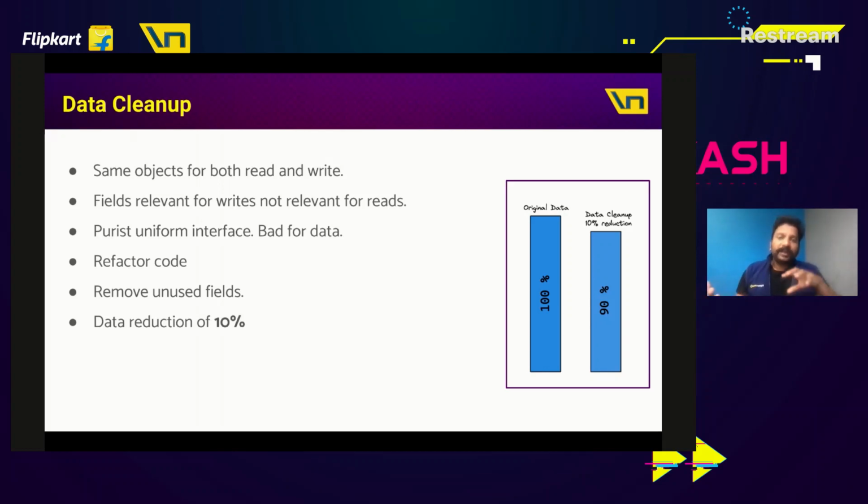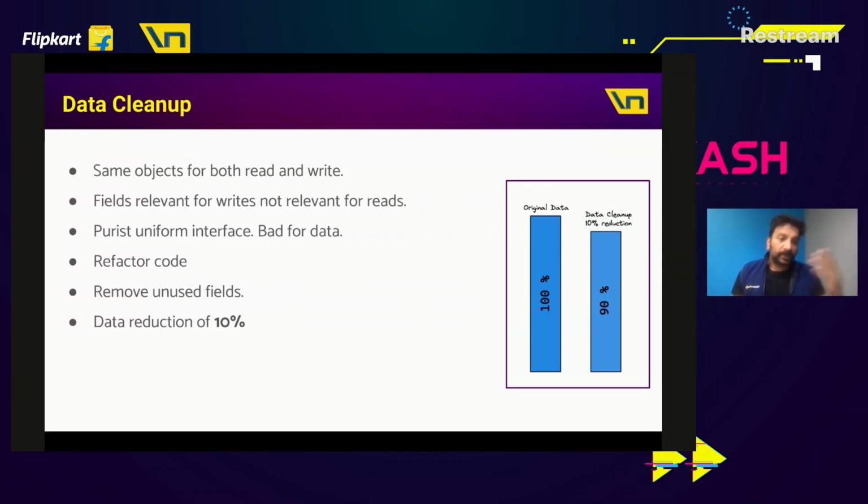So we had to get out of this purist interface model and try to make it in such a way that we only store the relevant fields that are required to serve the reads, and not just have the entire object dumped in while we are trying to store the cached data. Now, this requires a refactor of the code, obviously, and by reducing the number of unused fields, we were able to reduce the data by about 10%.